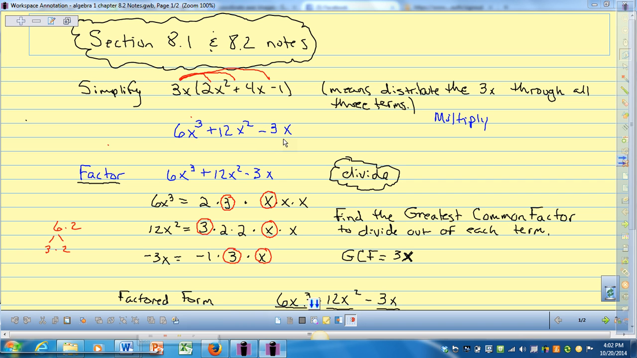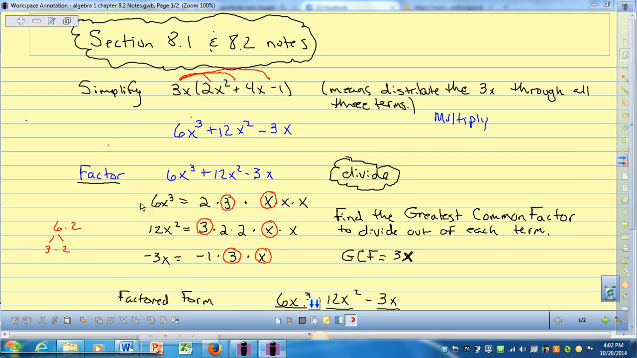So when asked to simplify an expression like this, what they are saying is distribute the value or the term or the factor out in front of the parentheses through whatever is being added and subtracted in the parentheses. The opposite of this would be when you are asked to factor. So factor implies the operation of division. So we are going to divide. And what we want to do is divide out the greatest common factor of all the terms. So we need to find the greatest common factor first.